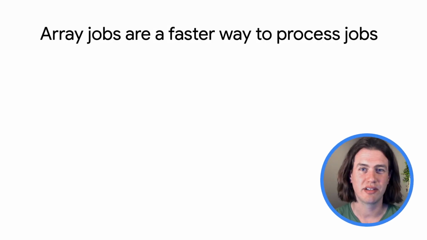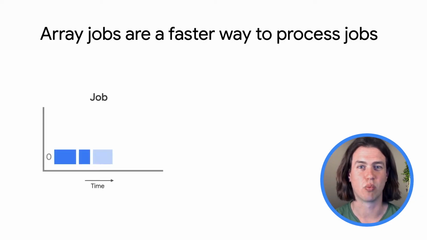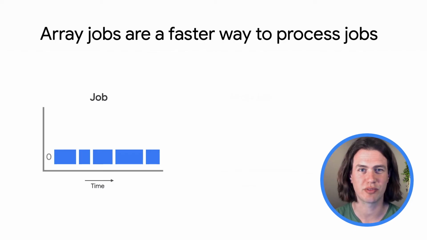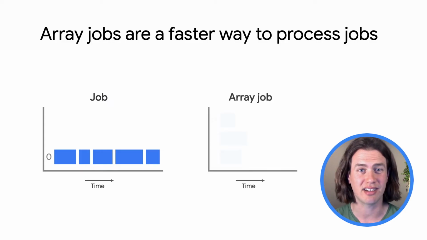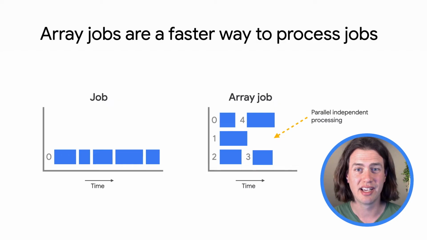I want to highlight one feature of Cloud Run jobs that is very useful if you like to get results fast. A job can start one container instance to run your code, and that's a common way to run a script or a tool. However, you can also start many identical independent container instances in parallel, an array job. Array jobs are a faster way to process jobs that can be split up into multiple independent tasks.